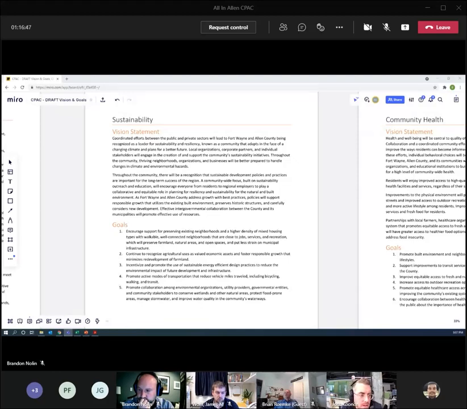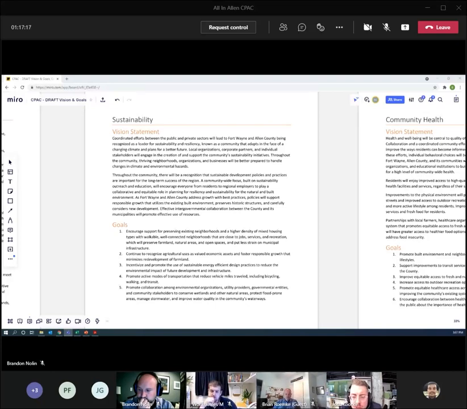The goals. Number 1, encourage support for preserving existing neighborhoods and a higher density of mixed housing types with walkable, well-connected neighborhoods that are close to jobs, services, and recreation, which will preserve farmland, natural areas, and open spaces and put less strain on municipal infrastructure.